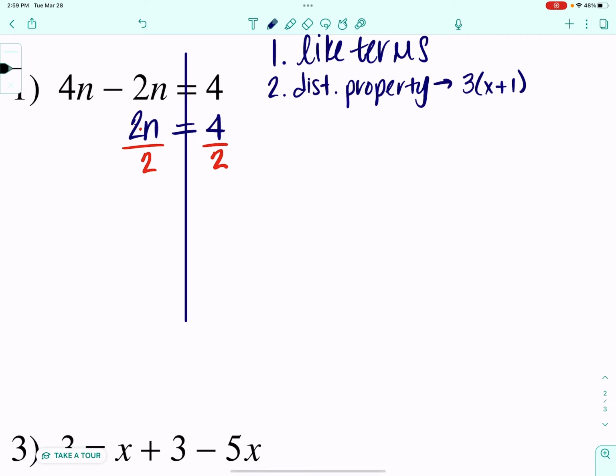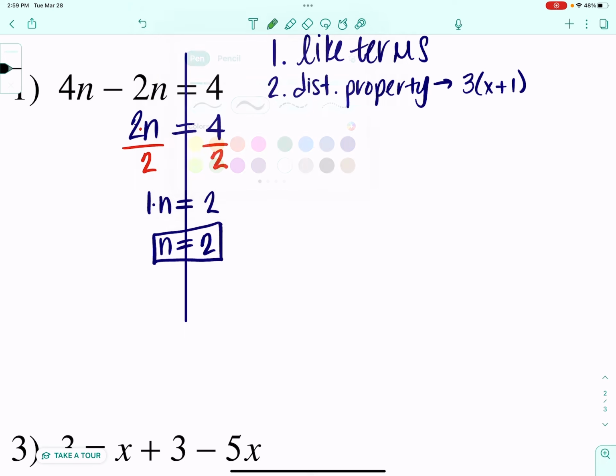Well, I know that 2 divided by 2 is 1. 4 divided by 2 is 2. Now, math people are lazy. If it's 1 times a variable, we don't write the 1. So this is n equals 2.